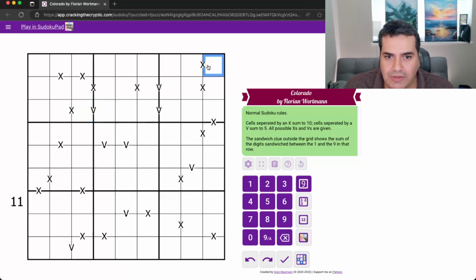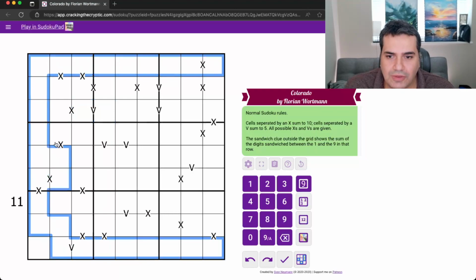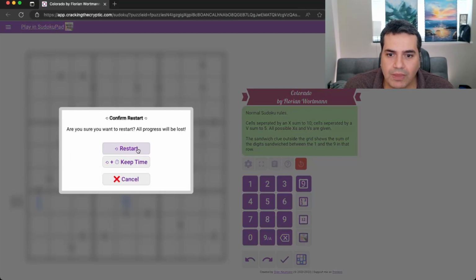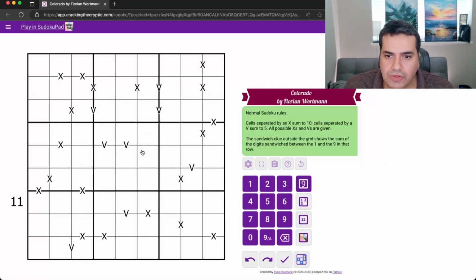Right, and given we have no digits in this grid whatsoever, we've got one more rule here. The sandwich clue outside the grid, so that's this 11, shows the sum of the digits sandwiched between the 1 and the 9 in that row. So if we imagine this is a 1 and this was a 9, it means that these three digits between the 1 and the 9 must sum up to 11. And that's it, that's all the rules. So let's get to solving. I will restart my time and let's get started.